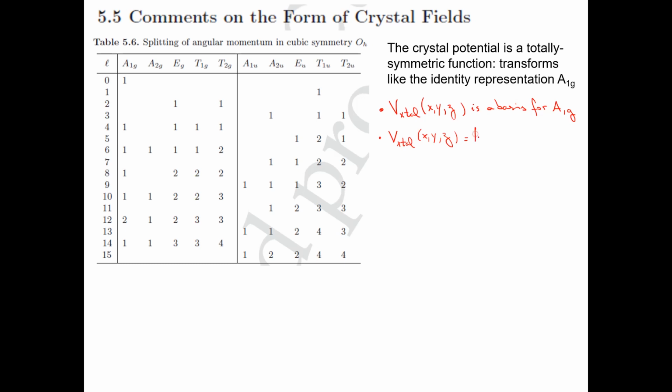So I can write using this state vector notation. Okay? It's one possible basis function for A1G. All right. So, but we also know that spherical harmonics are a complete basis. Okay? We probably learned that in quantum mechanics. It's a complete basis set.